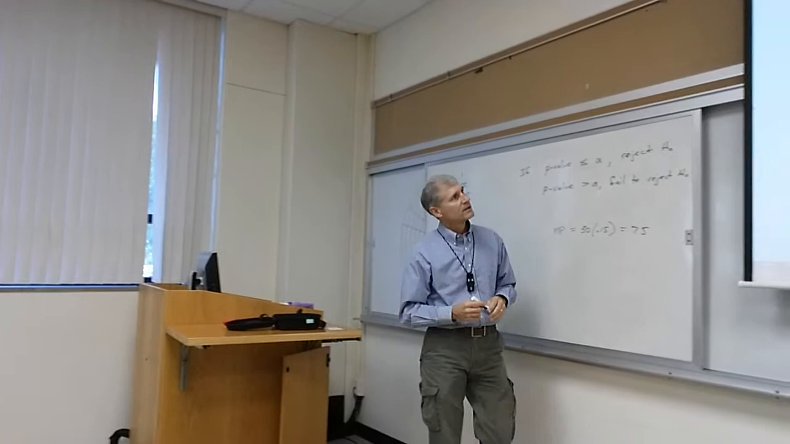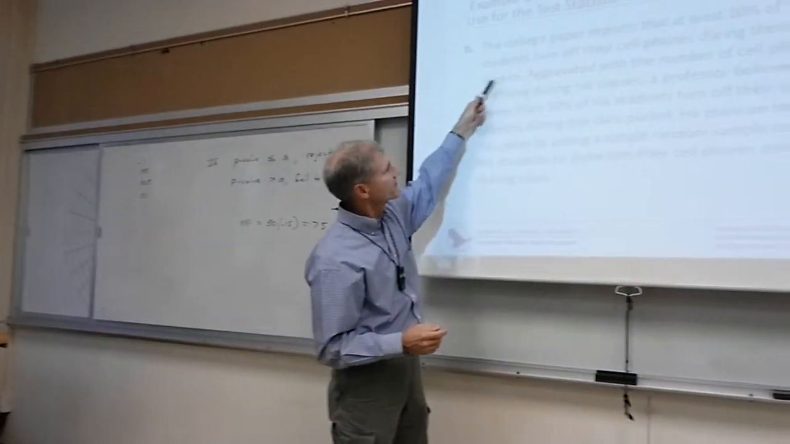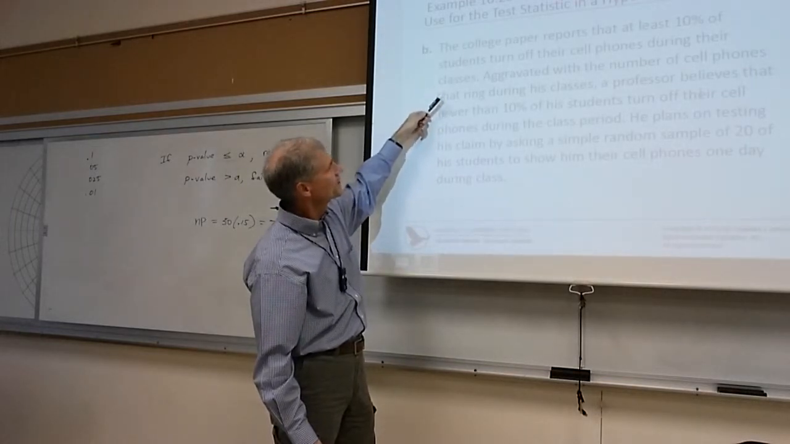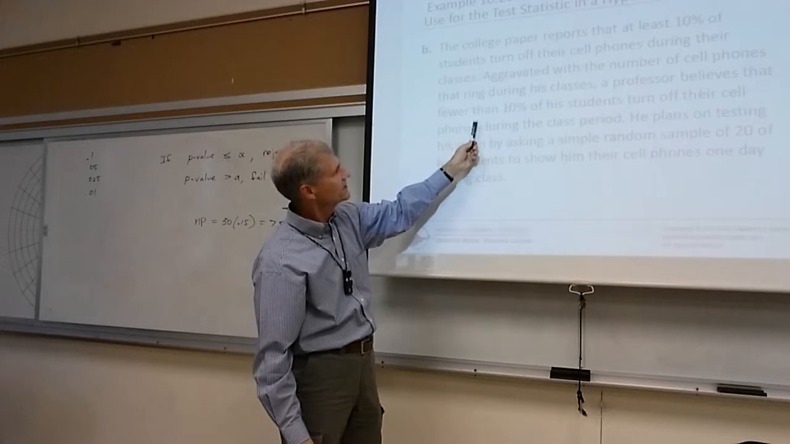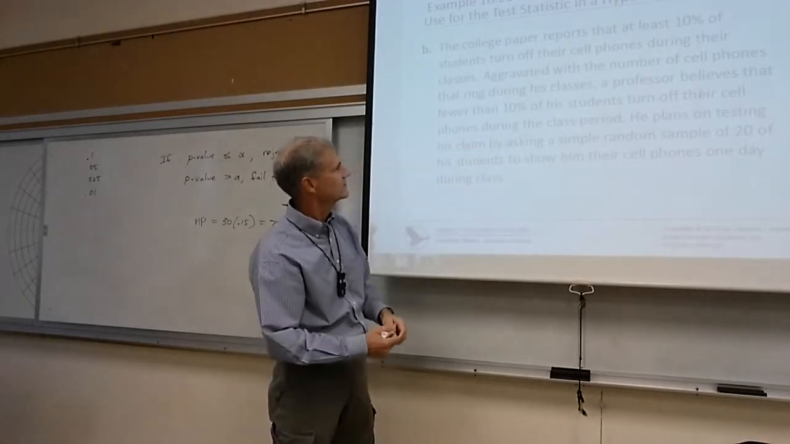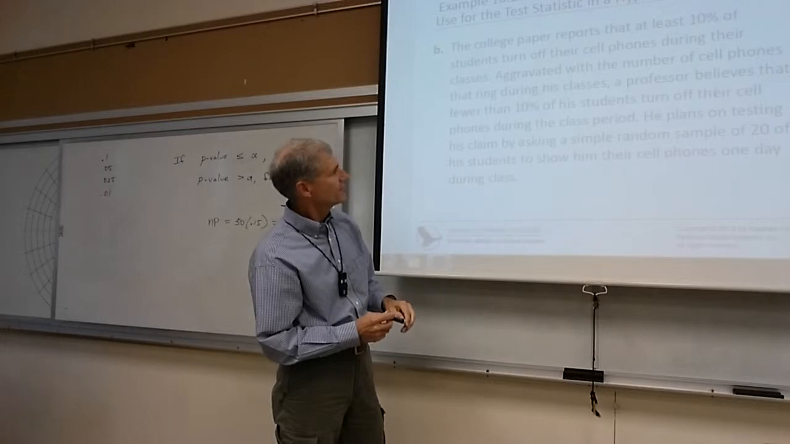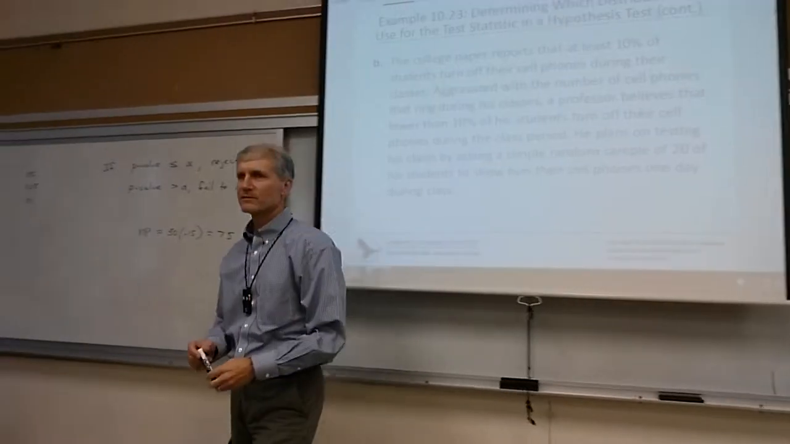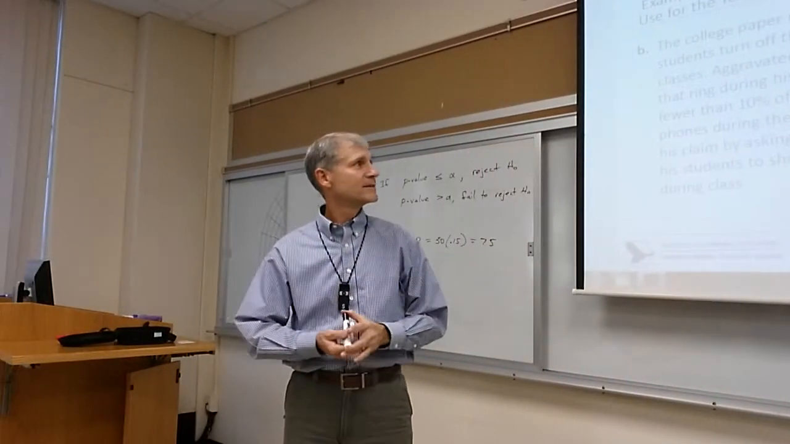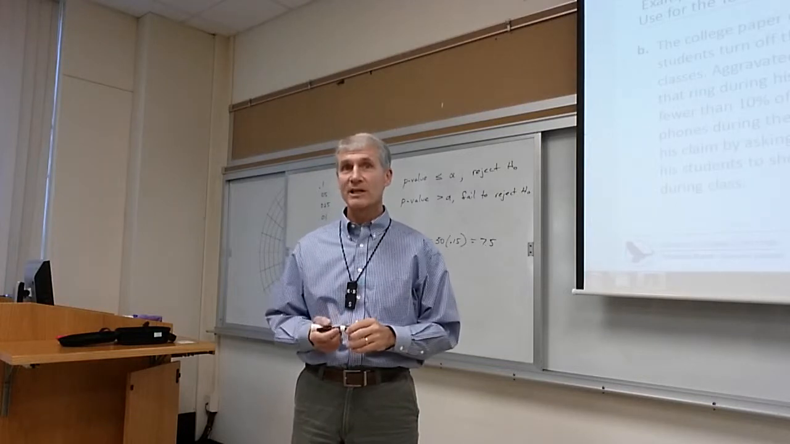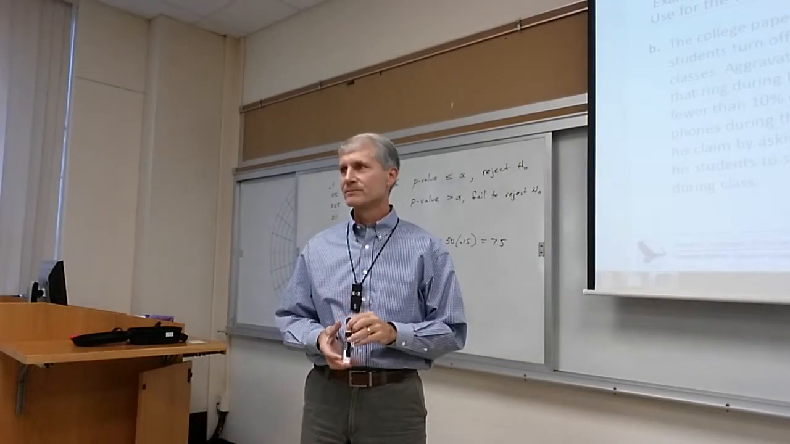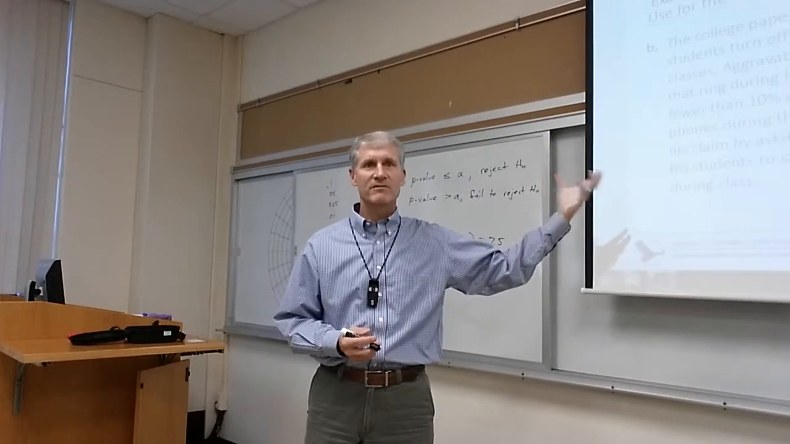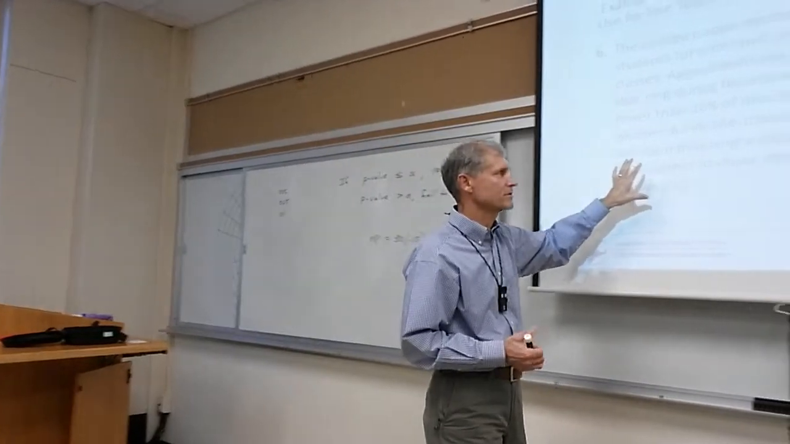What about this one? 10% of students turn off their cell phones during classes. Man, I hope it's more than that. Aggravated with the number of cell phone rings, the professor believes that fewer than 10% turn off their cell phone. The test is conducted with a simple random sample of 20. Can we use it? No, why not? 10% of 20 is 2, so we would only expect to see 2 successes in that sample. So we're not going to meet the 5. So that one's a no. You cannot use 1 prop z test.